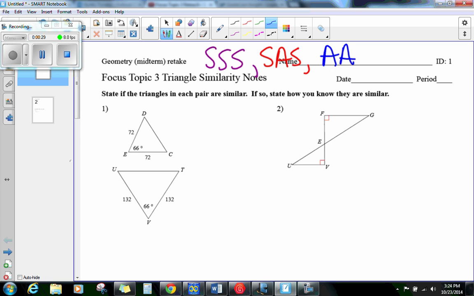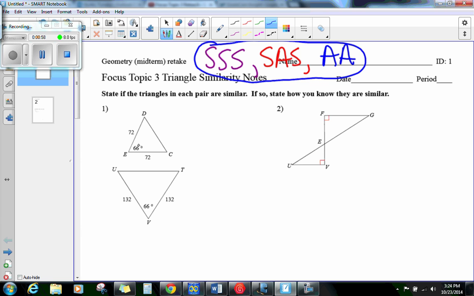Please be sure you're copying down everything I am copying down on your paper, just as I am copying it. Okay, so let's go ahead and first look at number one. The instructions tell us, state if the triangles in each pair are similar, and if so, state how you know they are similar. Now again, these three theorems are the only three theorems that prove that these triangles can be similar. So if none of these three work, they are not similar. So let's go ahead and take a look at number one.